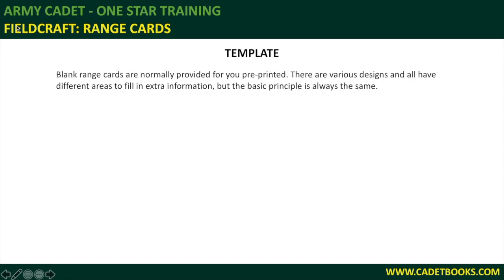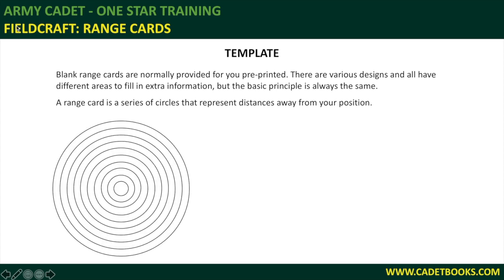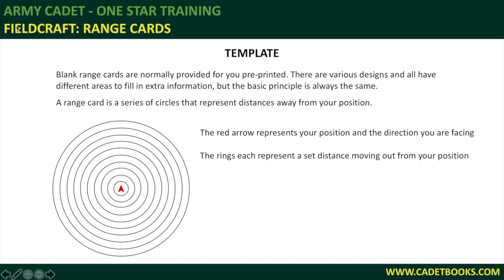Template. Blank range cards are normally provided for you pre-printed. There are various designs and all have different areas to fill in extra information, but the basic principle is always the same. A range card is a series of circles that represent distances away from your position. The red arrow represents your position and the direction you are facing. The rings each represent a set distance moving out from your position.